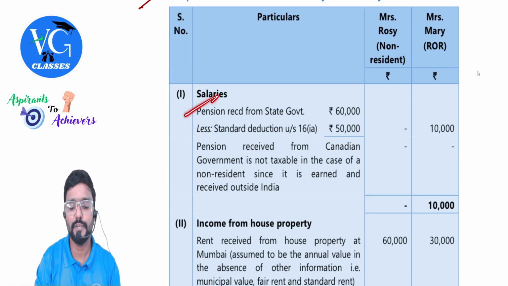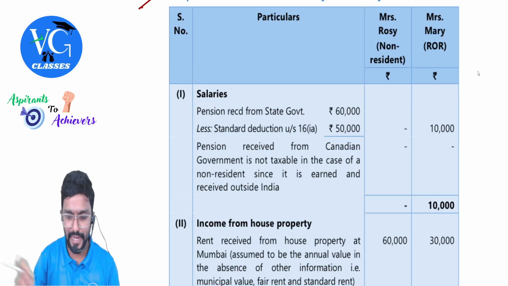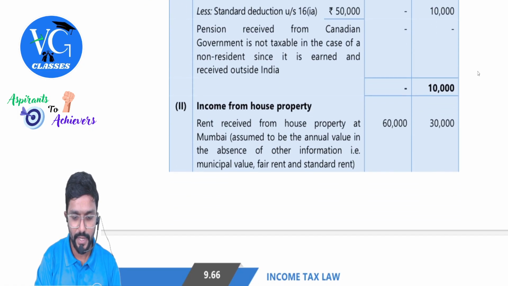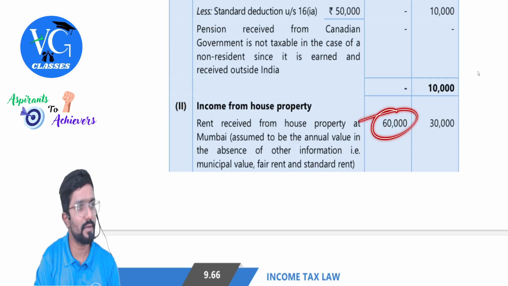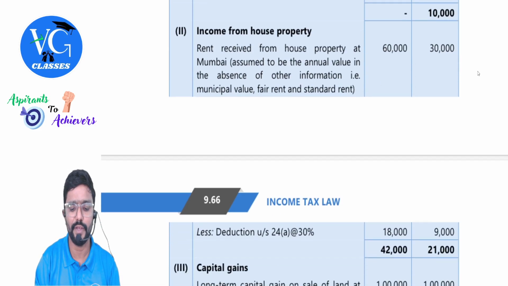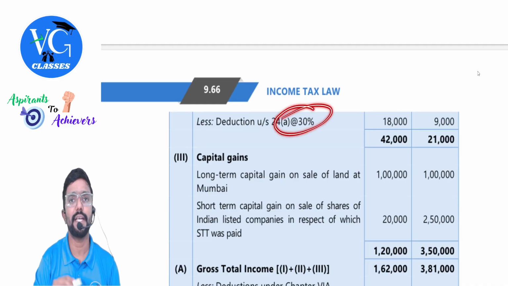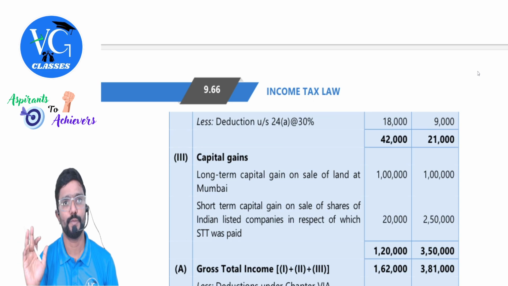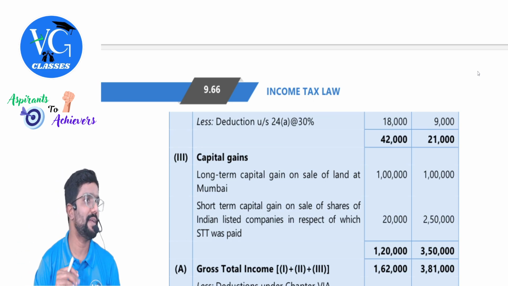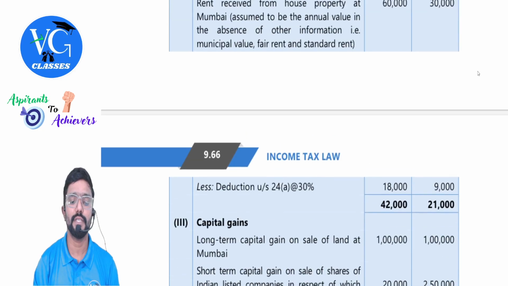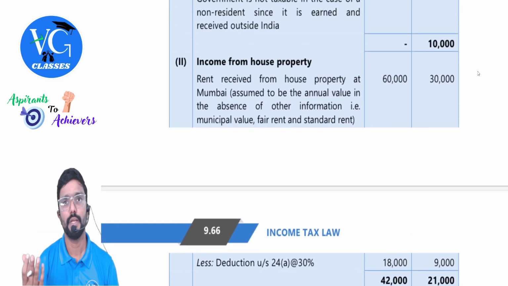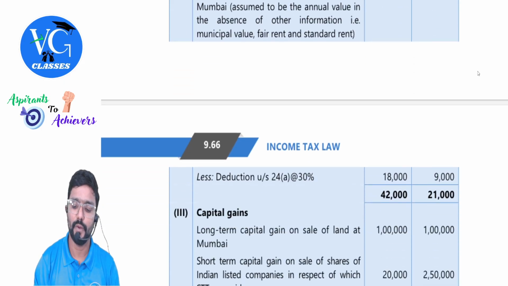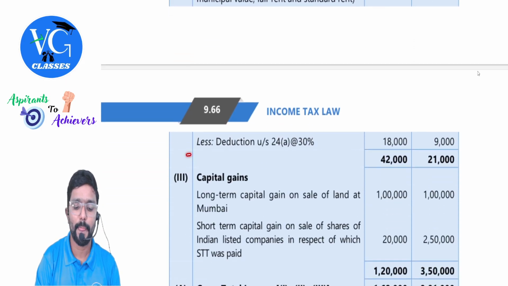Pension received from state government, that is actually for Mary. We'll come to that later. Income from house property, 60,000 is there, which we are taking as GAV. Then only 30% standard deduction. Question is silent about municipal tax paid and interest, so ignore both. Take only 30% of NAV as deduction. And for this question, GAV will be NAV. 30% give the deduction. Okay, fine, sir.